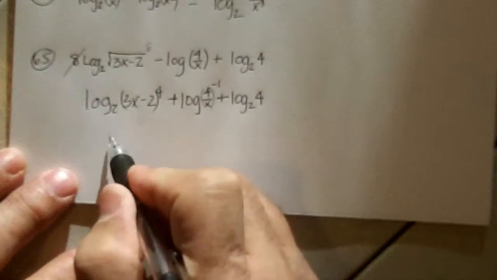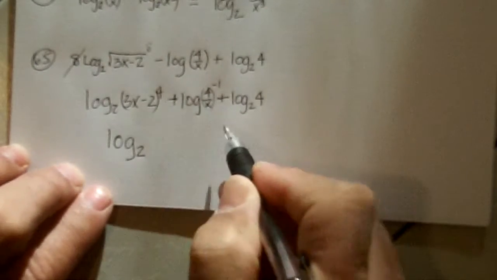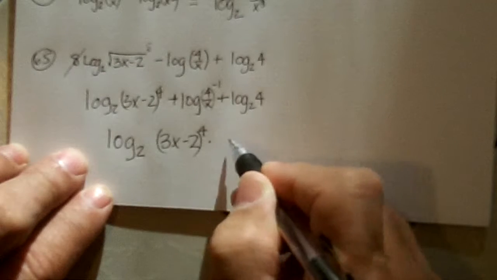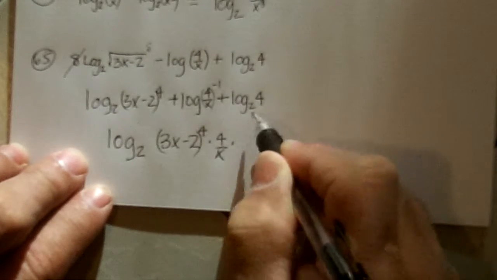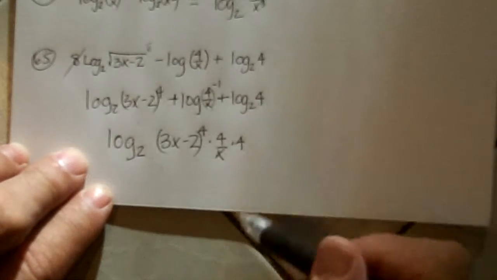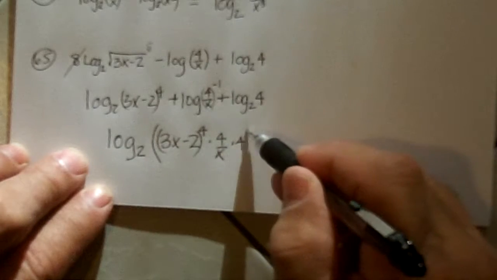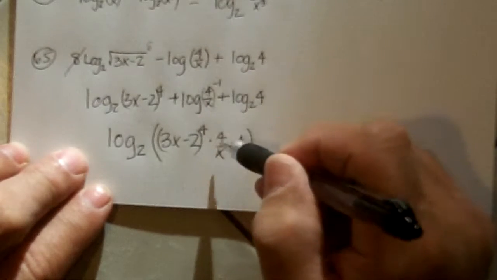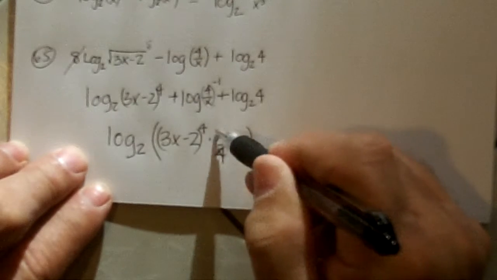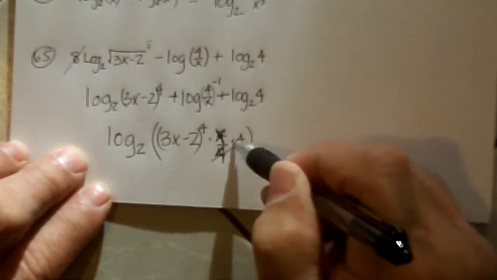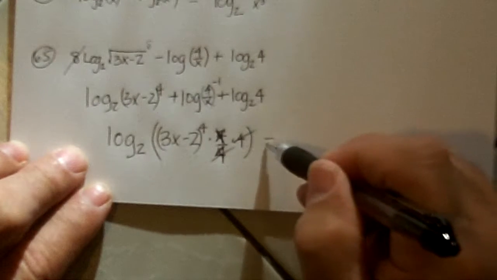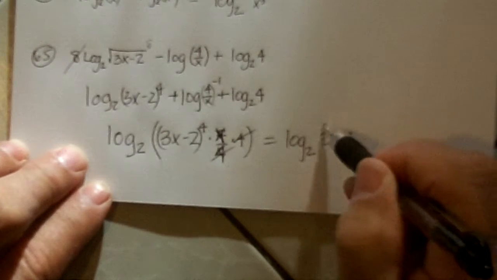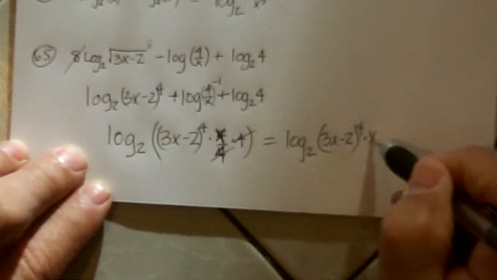And now I have all multiplication, so I'm going to have log base 2 of 3x minus 2 to the 4th times 4 over x times 4. Now, this is actually the number 2, but we're going to leave it in here because we're trying to get to a single log. And let's see here. Oh, I forgot to flip this over. Minus flips it over. That's x over 4. Sorry. And the 4's cancel. So I just have log base 2 of 3x minus 2 to the 4th times x.